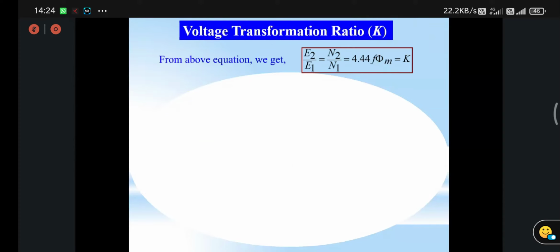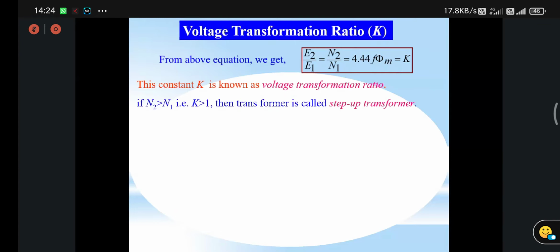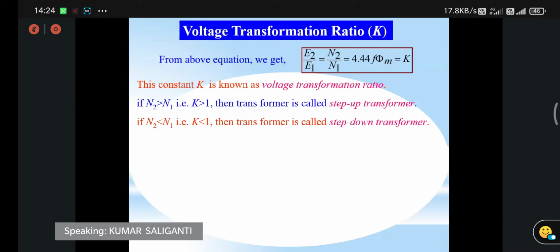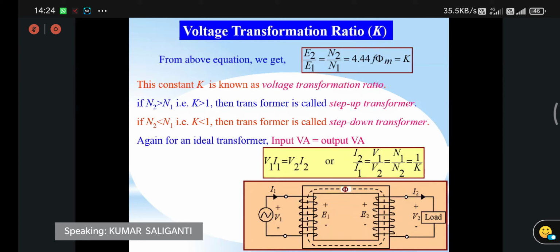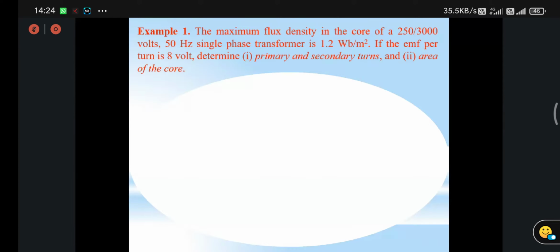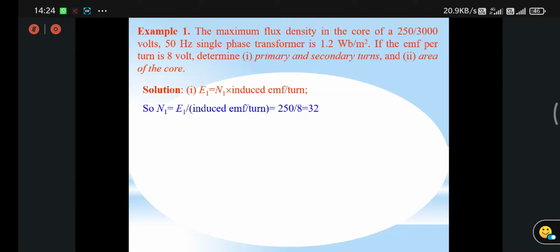We have discussed the voltage transformation ratio. From that we got that relation, and step up transformer, step down transformer, isolation transformer and all those things. And after that we have discussed the numerical problems on single phase transformer.